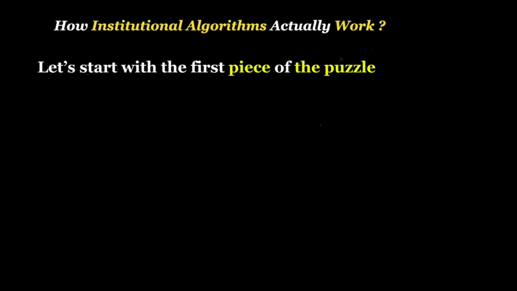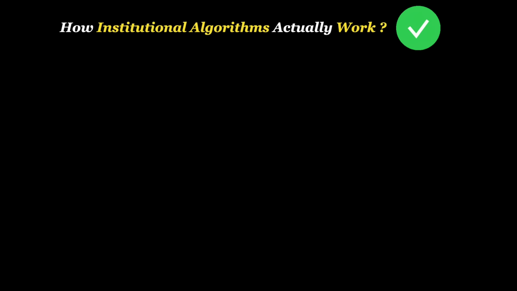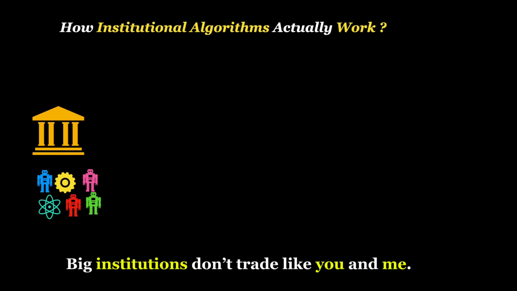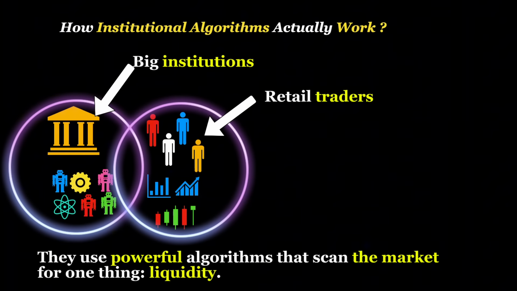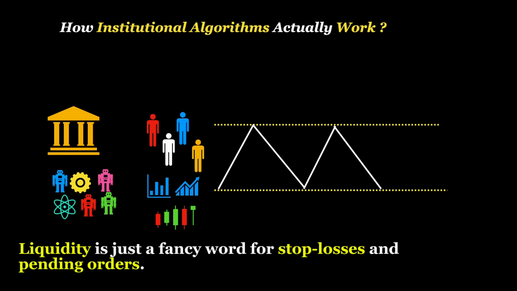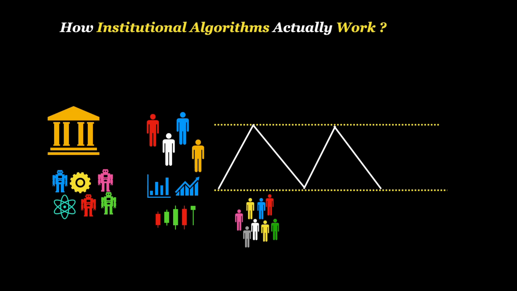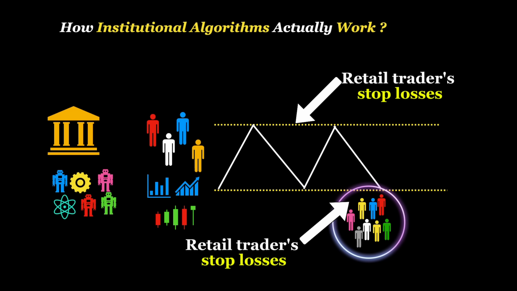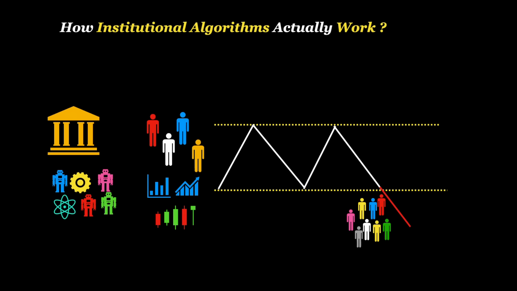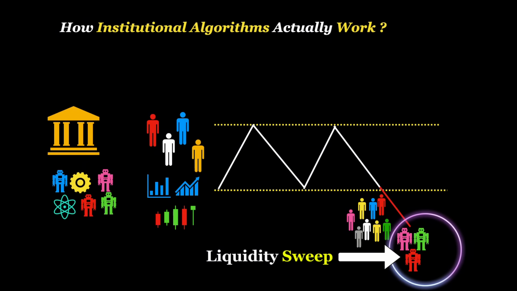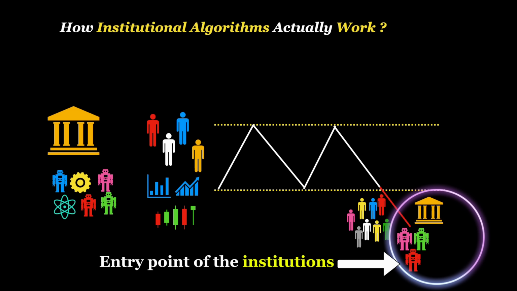Let's get into it. Let's start with the first piece of the puzzle: how institutional algorithms actually work. Big institutions don't trade like you and me. They use powerful algorithms that scan the market for one thing: liquidity. Liquidity is just a fancy word for stop losses and pending orders. Most retail traders place stops below support or above resistance, and that's exactly where smart money is watching. When there's enough liquidity in one area, the algorithm triggers a fast move, a fake breakout or a spike, just enough to hit all those stops. Those stop losses turn into market orders, giving institutions the perfect entry with no slippage.